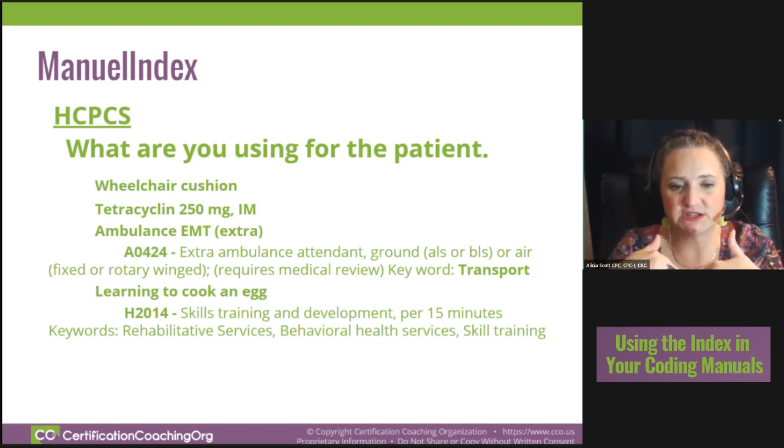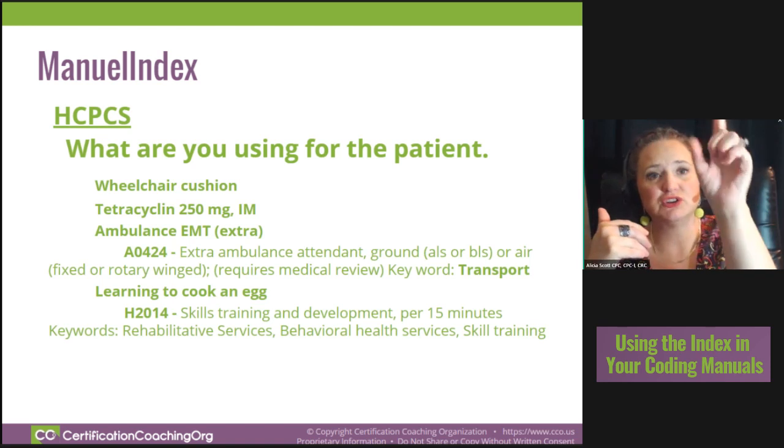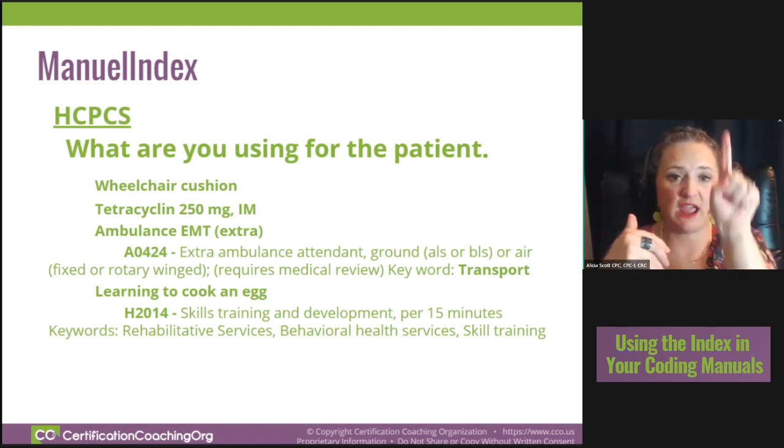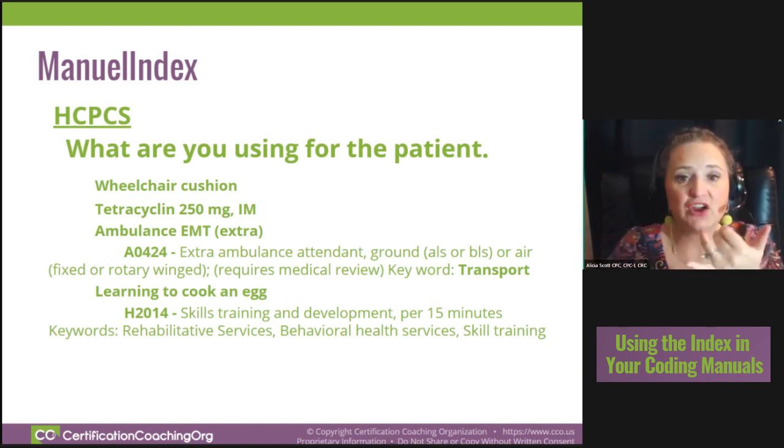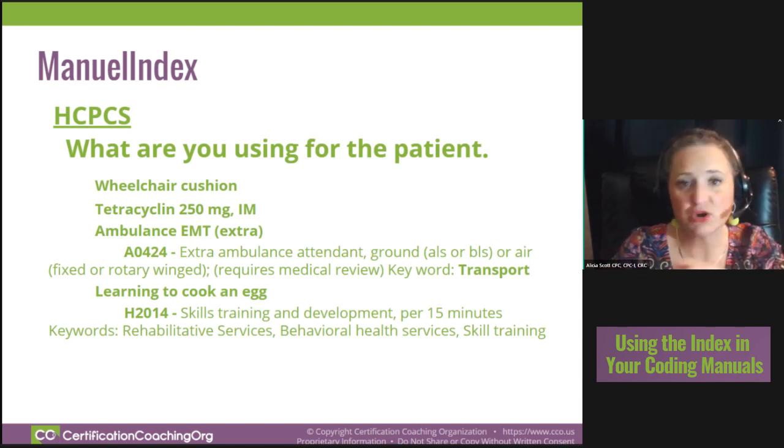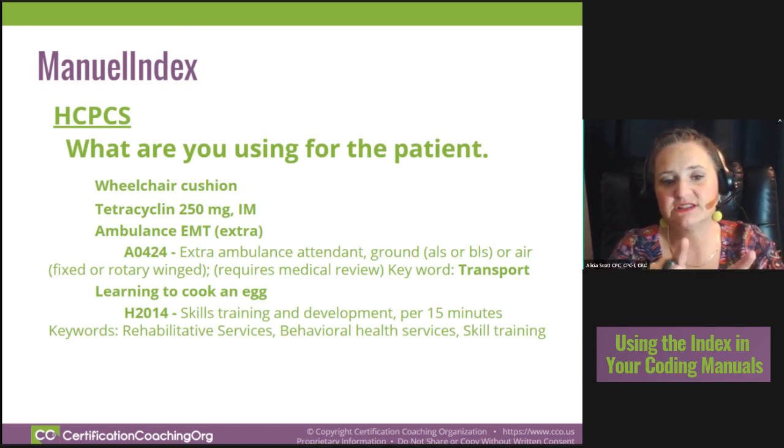And then there's a whole bunch of criteria under that. You're going to look up transport, and then go down, and it's going to say ambulance, and then it's going to say, is it air transport? Is it non-emergency transport? And then it'll say extra attendant ambulance, and that's A0242. So your key word is transport.